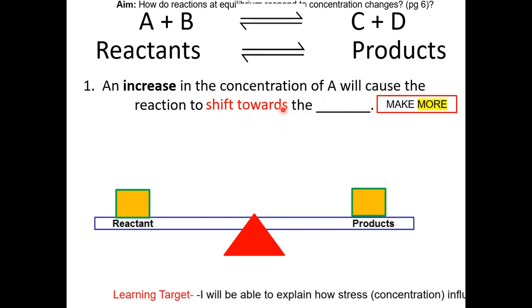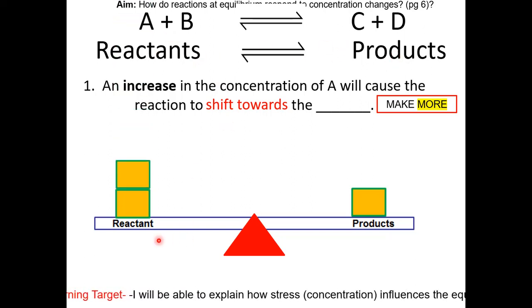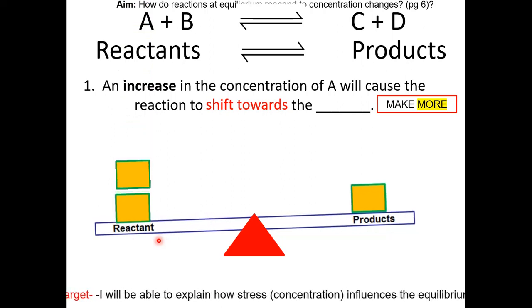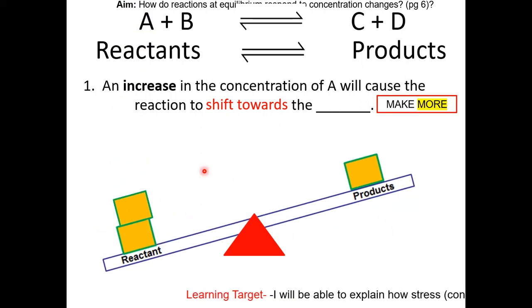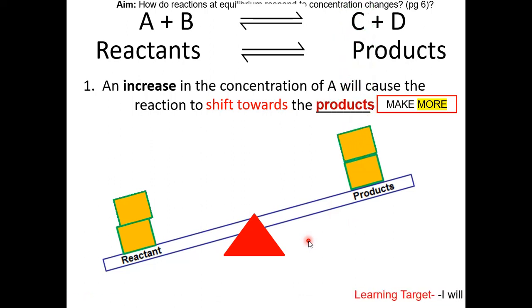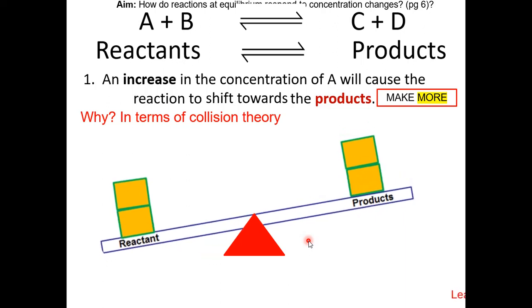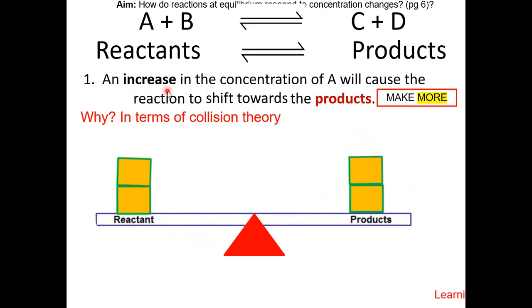Since A is a reactant in the chemical equation, we're going to add a box to the reactant side in the balance beam. This will cause the balance beam to tilt over. We can clearly see that increasing the concentration causes imbalance for a reaction at equilibrium. Therefore, in order to restore equilibrium, we need more products. So the reaction is going to produce more products to restore equilibrium. So an increase in the concentration of A will cause the reaction to shift towards, or make more, products.